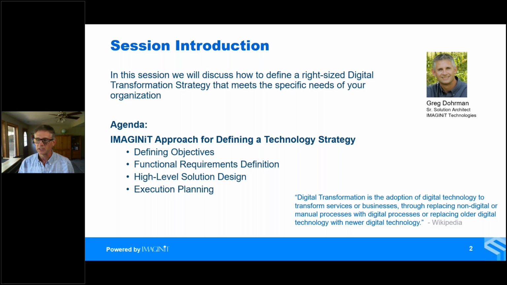So we've seen digital transformation initiatives in the form of digital twin initiatives, remote workforce support, sales automation initiatives, and field collaboration. In our session today, we're going to talk about the IMAGINiT approach for defining a technology strategy. We're going to cover defining objectives, functional requirements definition, high-level solution design, and execution planning.